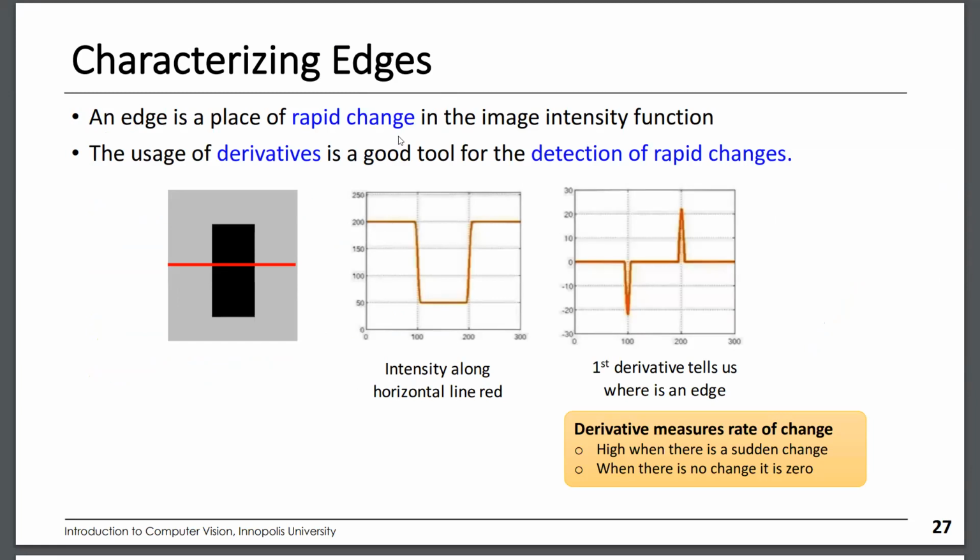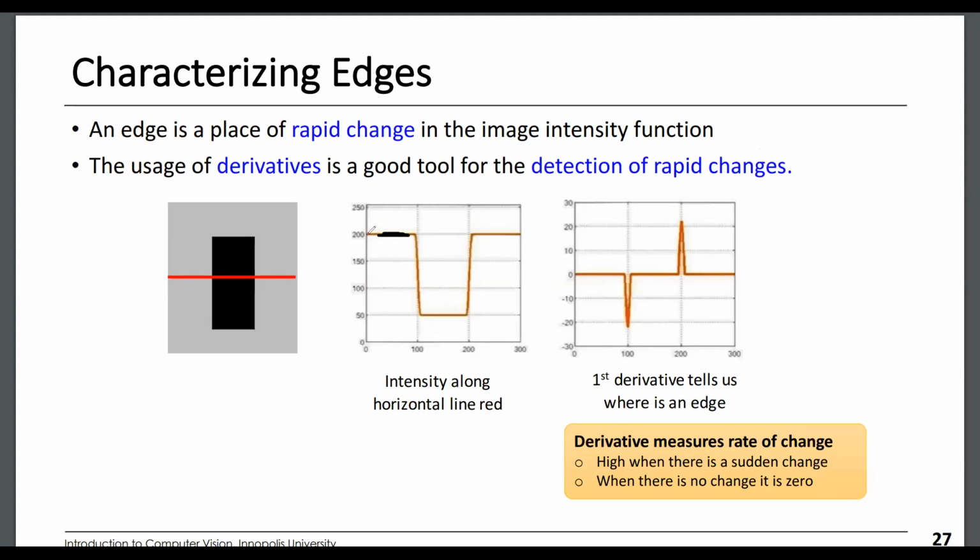So let's see what an edge actually looks like, right? An edge is a place of rapid change in the image intensity function. And the usage of derivatives is a very good tool for the detection of these rapid changes. So let's take, for example, this case. Here we had a stable region, so here we are speaking about this part. And then we quickly went to a change of intensity.